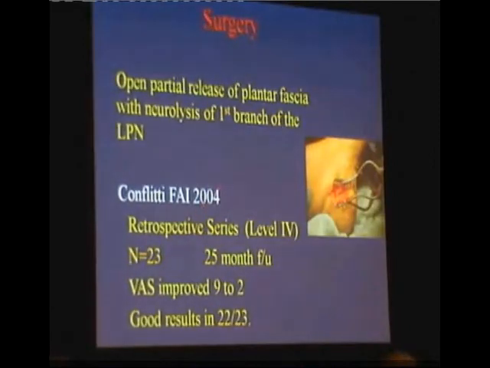This is a paper in 2004 looking at an open partial release of the plantar fascia with neurolysis of the first branch of the lateral plantar nerve. 23 patients, 25-month follow-up, significant improvement in their pain scores and good results in over 90% of patients.